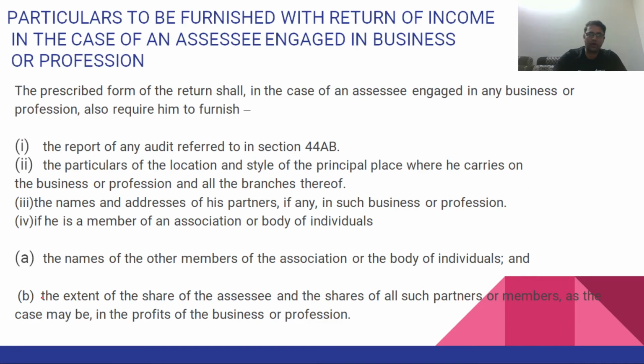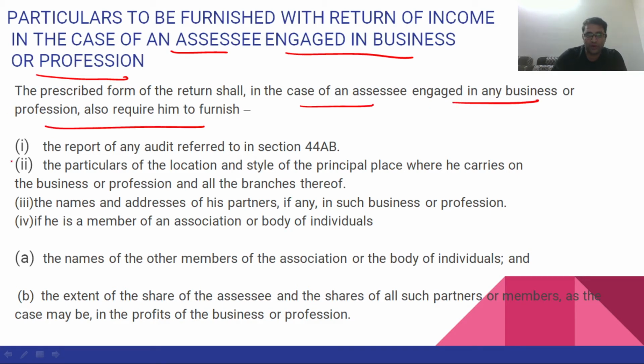Are we done? Okay. Particulars to be furnished with return of income in case of an assessee engaged in business or profession. So now if an assessee is engaged in business or profession, what are the particulars that need to be furnished with the return of income? The prescribed form of the return shall, in the case of an assessee engaged in any business or profession, also require him to furnish the report of any audit referred to in section 44AB, that is the tax audit report.